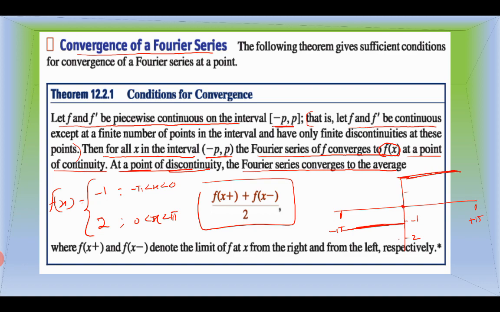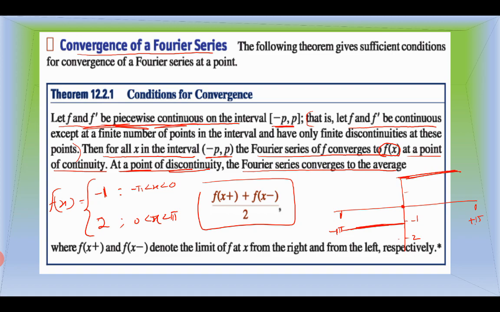The point of discontinuity is 0. At 0, you don't have a common value. At all other points in the interval negative pi to pi, the function is continuous. So it is piecewise continuous. f and f dash are piecewise continuous.